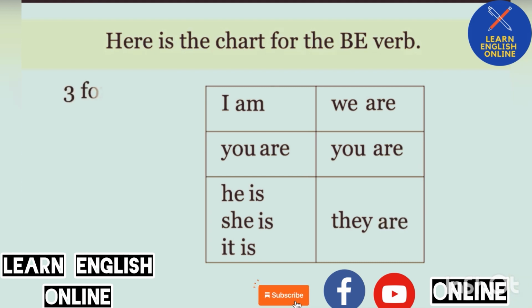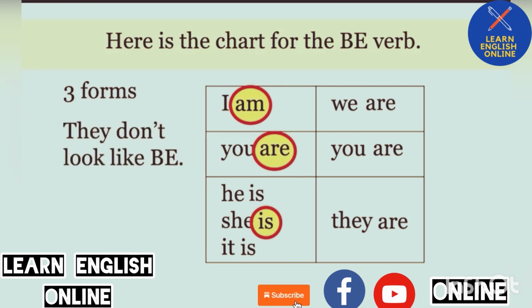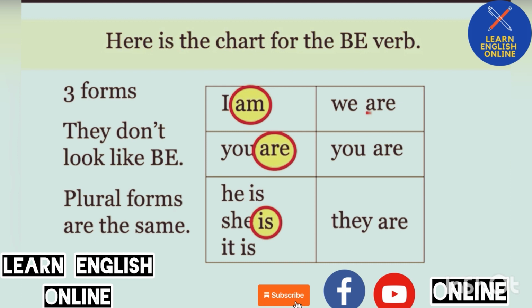You can see there are 3 forms of the be verb. Other verbs only have 2 forms, but be is always different. You can see that be is strange because none of these forms look like be. There's no letter B in any of them. Also notice that the plural forms are all the same word.